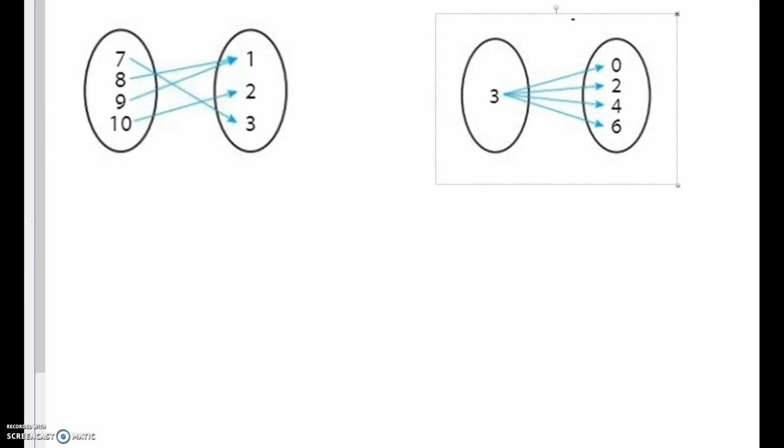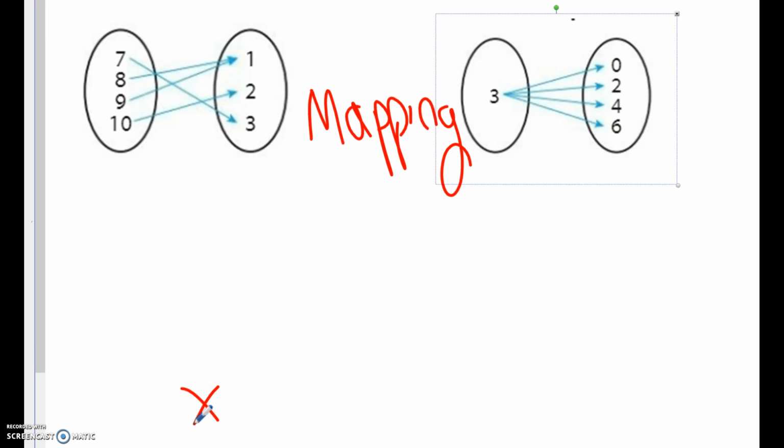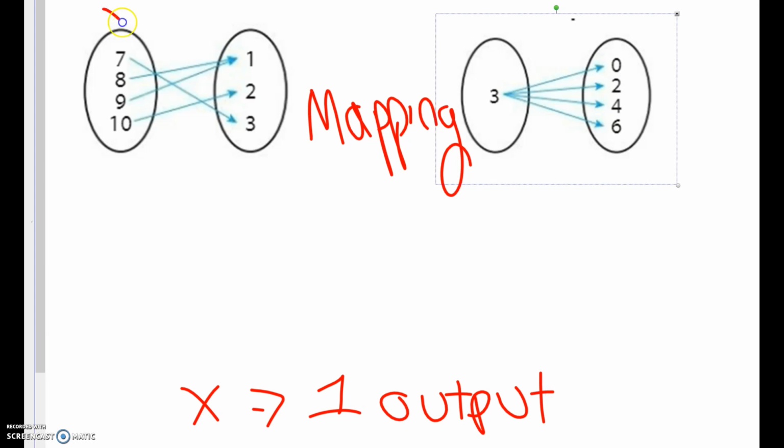All right, these little oval things with arrows are called mappings. A mapping is a way to represent a function, or the input and the output of the function. So remember, x can only have one output. So let's take a look. Our x is on our left, y is on our right, like always.